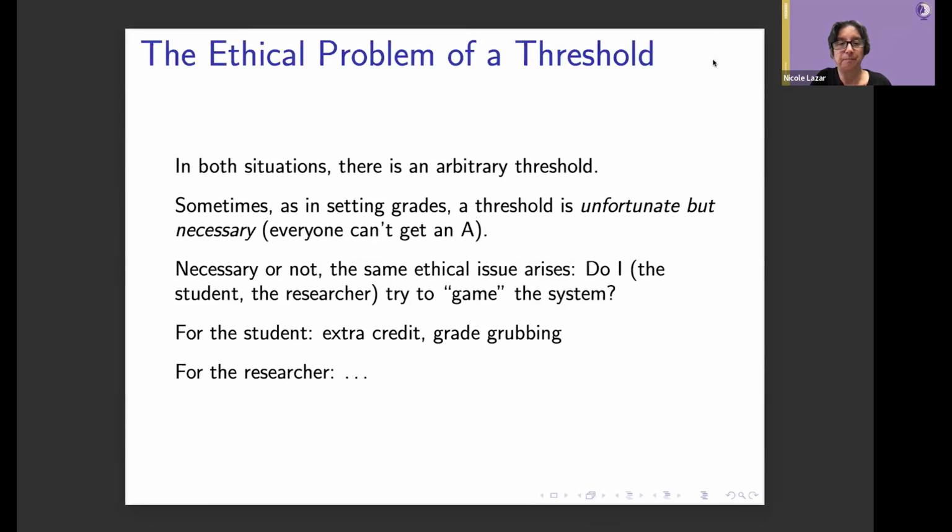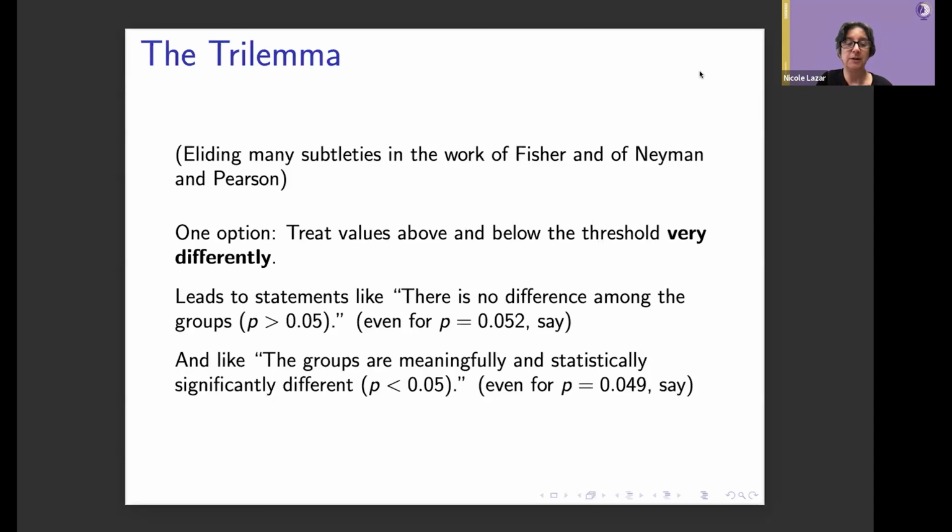So this trilemma comes about because there's three typical ways that people will go. One option is to treat values that are above and below the threshold very, very differently. This leads to statements like, there's no difference among the groups, p greater than 0.05. Even if your p-value was, let's say, 0.052, close to 0.05, what you would see in a paper would be something like, there's no difference among the groups. This also includes statements like, we accept the null hypothesis, which essentially implies that there's no difference among the groups, but that's not a statistically valid statement.